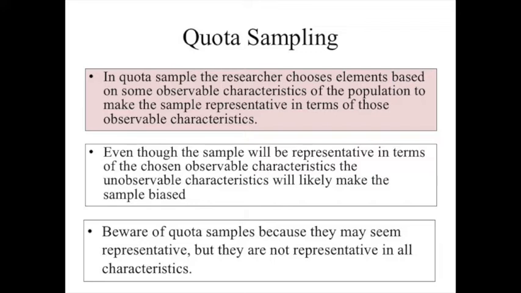And we don't have a list of all residents of Monterey County, but we want it to be representative in terms of ethnicity. Let's say we know from the census that about 60% of residents are Hispanic or Latino, and 40% are not. So let's say we create quotas in terms of ethnicity. And in our sample, we're going to get 60% of our sample from Hispanic or Latino descent, and 40% from non-Hispanic or Latino descent. So we would have a sample that looks like the population in terms of ethnicity, right?